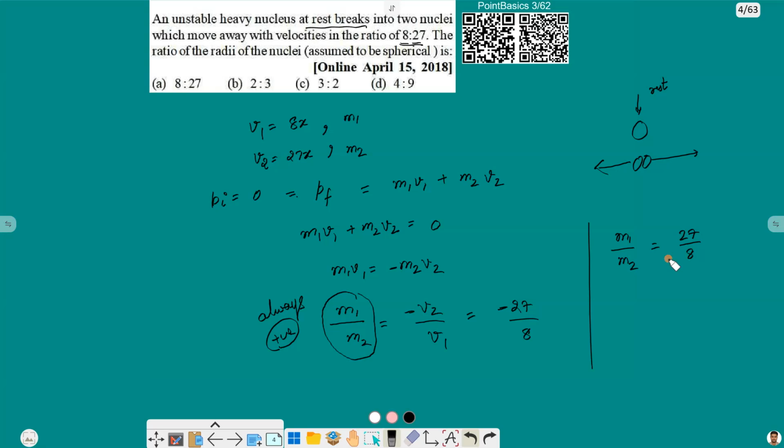Now to calculate the ratio of radii, we know that radius is given by r naught times A raised to power 1 by 3, where A is the atomic mass. So r1 by r2 can be written as A1 by A2 raised to power 1 by 3. Now the ratio of A1 and A2 is basically m1 to m2, and that is 27 by 8. So this will be 27 by 8 raised to power 1 by 3, and this will be equal to 3 by 2. So the ratio will be 3 to 2. So option C is the right answer here.